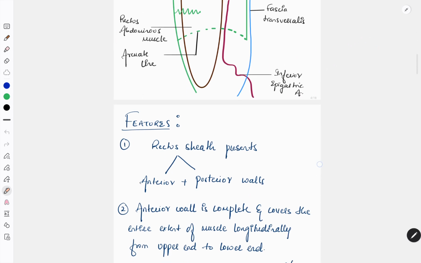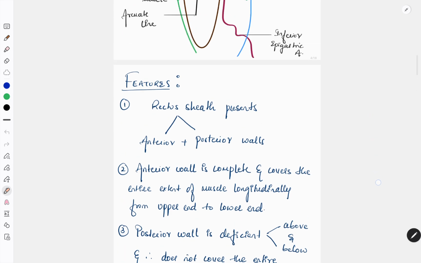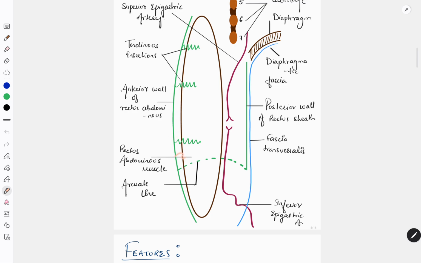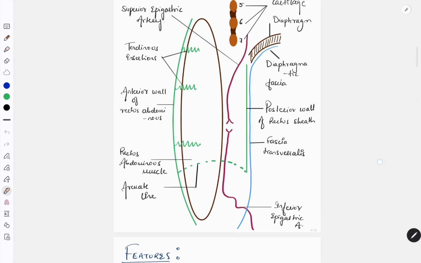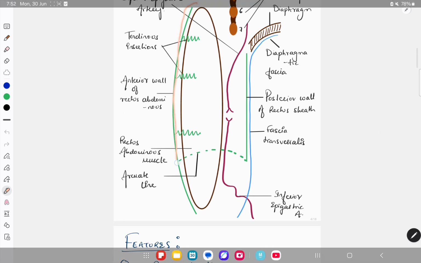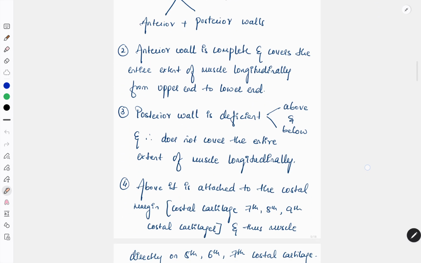So moving on to the features, the rectus sheath presents the anterior and the posterior walls. Yes, as you can see in the above diagram, it has the anterior wall as well as the posterior wall. The anterior wall is complete, but the posterior wall is deficient. The anterior wall is complete, and it covers the entire extent of the muscle longitudinally from the upper end to the lower end. I hope this point is clear to all of you. Yes, this brown color is the rectus abdominis muscle.